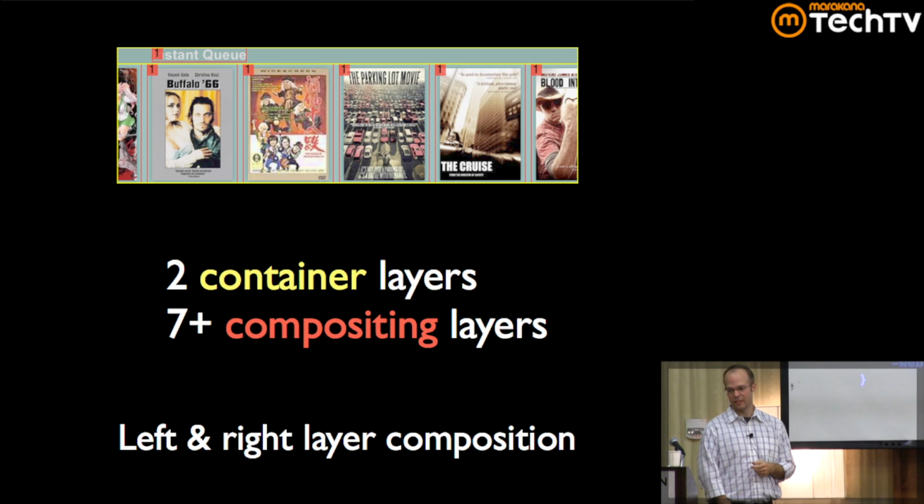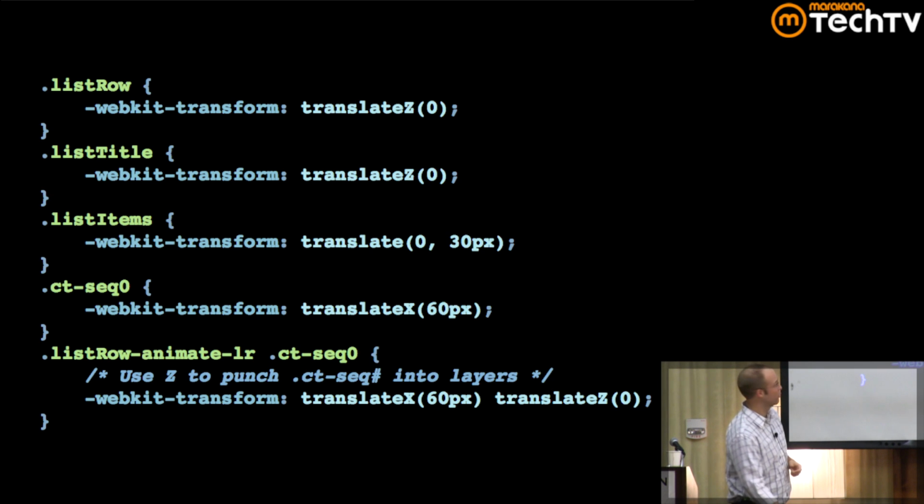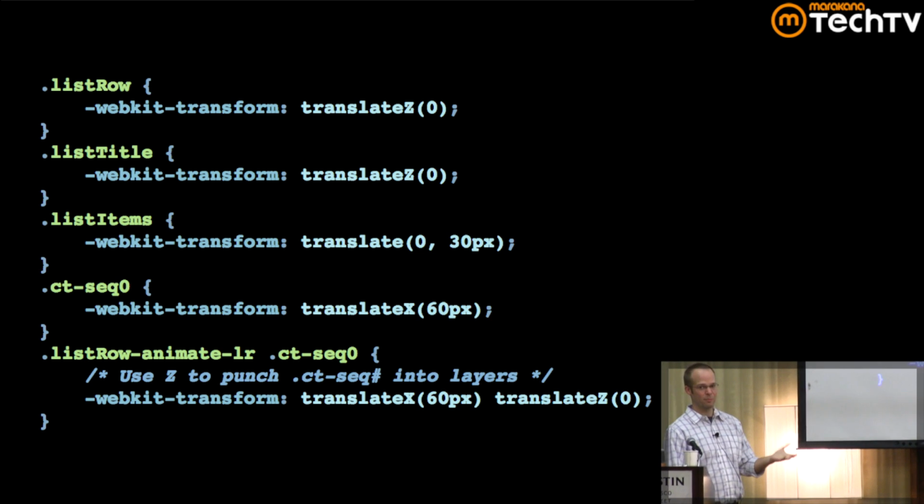So here's the CSS that does it. It's not a lot of magic. I hope you guys can read it. Now, we see that the list row and the list title both have translate Zs of 0, right? That punches them right into a red compositing layer. Now, list items has a plain translate. I'll get back to that in a sec.